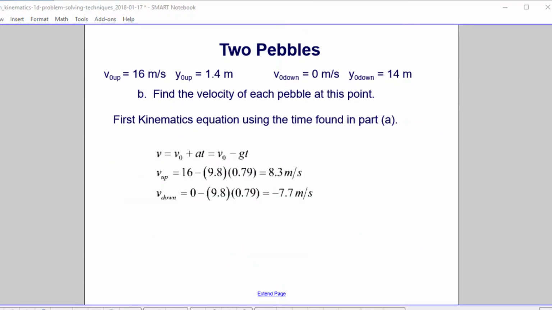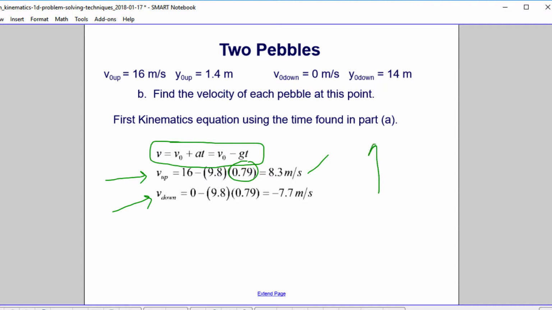Find the velocity of each pebble at this point. Well, what did we find on the previous slide? We found time, which was 0.79 seconds, and we want to find a velocity. So that just leads us to the first kinematics equation. And then the acceleration, of course, is negative g. We just substitute in our values for time. And here's our up equation. You have an initial velocity. The down pebble has zero initial velocity. So at the point where they meet, the up pebble is doing 8.3 meters per second. It's still going up. And the pebble going down is a negative 7.7, which makes sense. I mean, that was falling from the second it was dropped. So those are the two velocities.